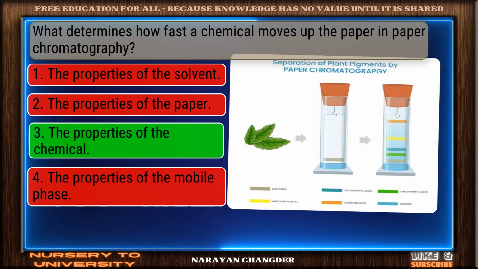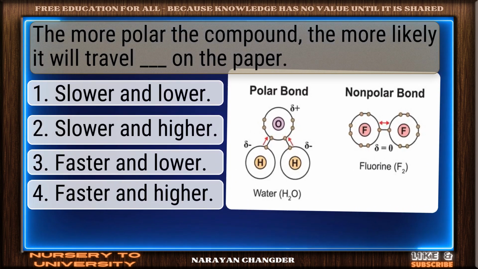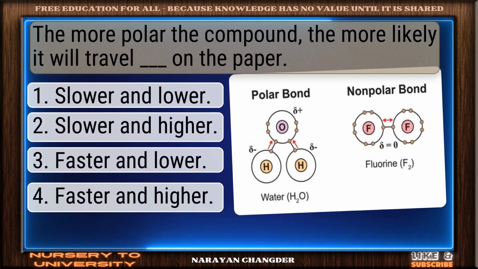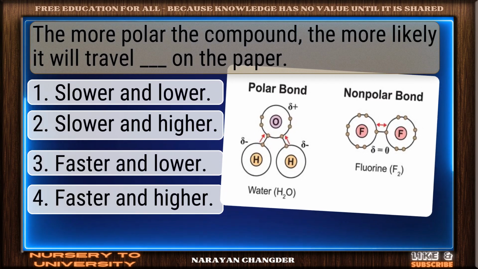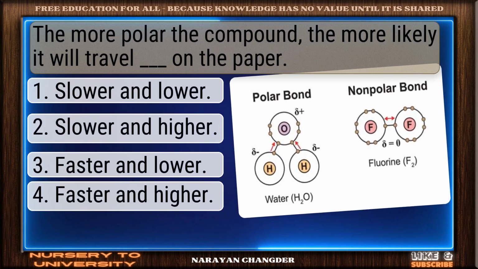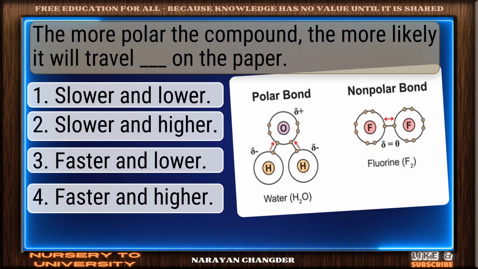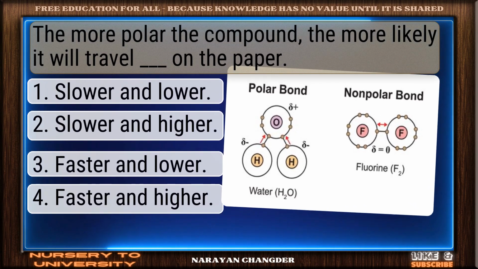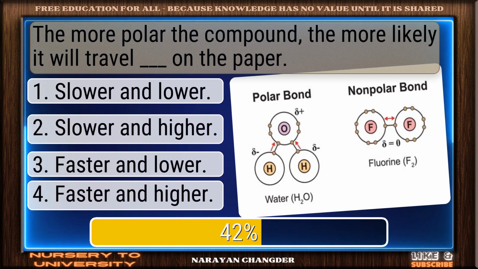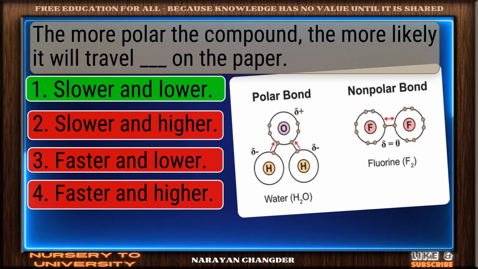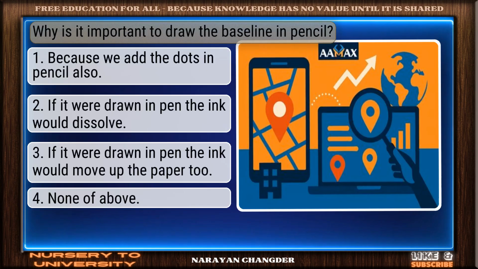Great work. The more polar the compound, the more likely it will travel how on the paper? Option 1. Slower and lower. Option 2. Slower and higher. Option 3. Faster and lower. Option 4. Faster and higher. Yes, slower and lower is right.